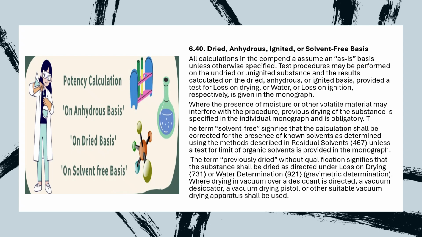So you can use the suitable gravimetric determination, where you can use a vacuum drying oven or desiccant, that is directed to a vacuum desiccator, or a vacuum drying pistol or other suitable vacuum drying apparatus can be used, right?